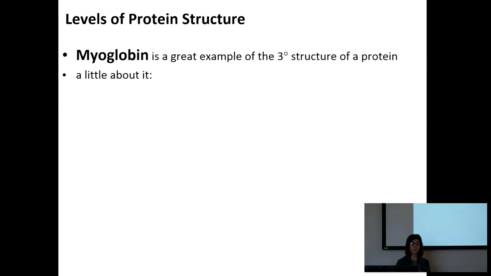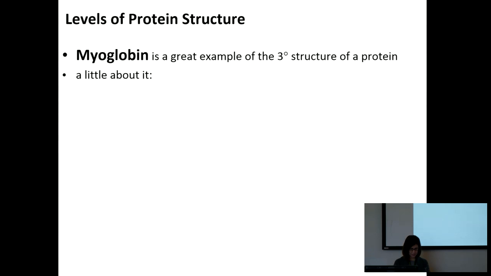We can try to predict how a protein is going to fold based on its amino acid sequence, but it's not always going to be accurate. So we'll have to rely on either X-ray crystallography or, in more modern times, and a much more complex technique, the 2D NMR. Myoglobin was the first protein for which X-ray crystallography was used to determine the structure. It is a great, very simple example of a tertiary structure.